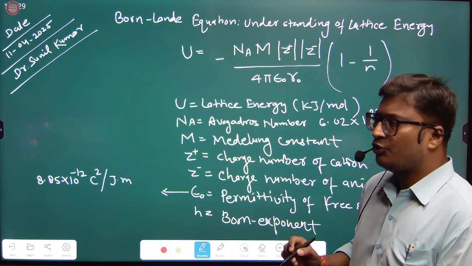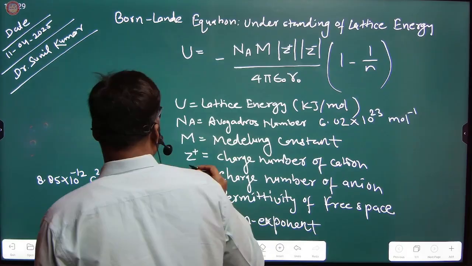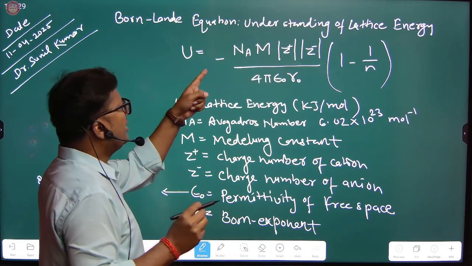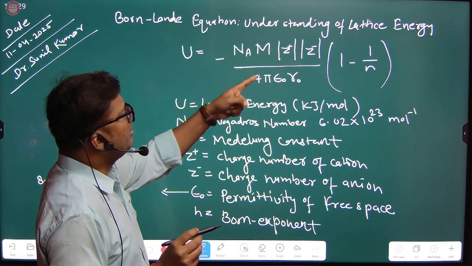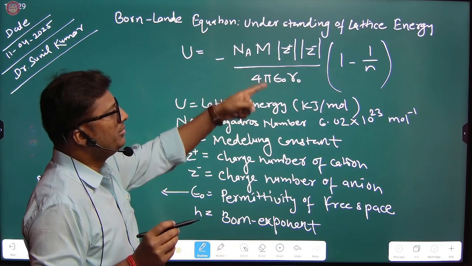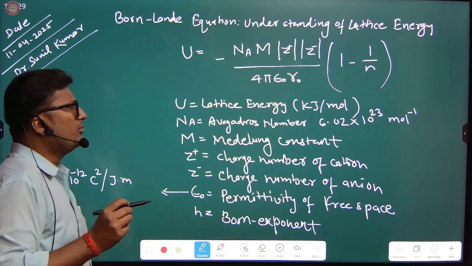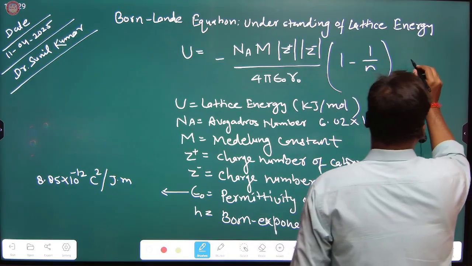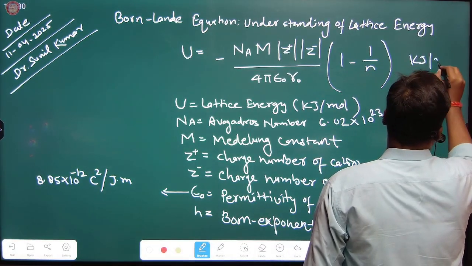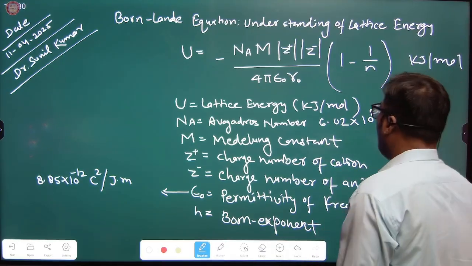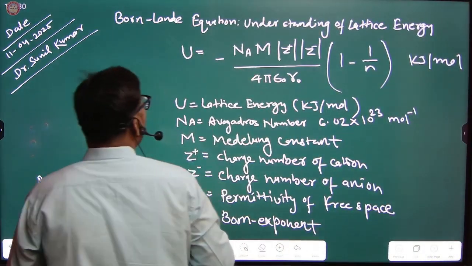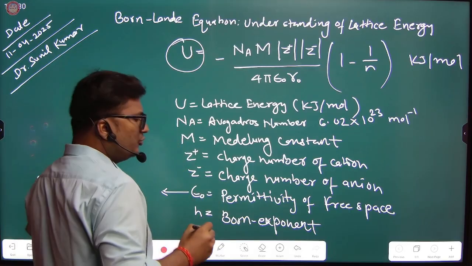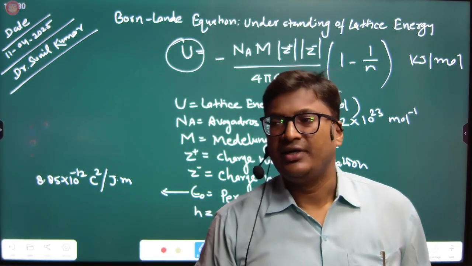Okay, so overall the Born-Landé equation is U is equal to minus NA m Z plus Z minus upon 4 pi epsilon 0 R0, in bracket 1 minus 1 by n. It is a negative quantity, and it is measured in kilojoule per mole. How will you define lattice energy U? What is U? First term is the U. How can you define lattice energy U?